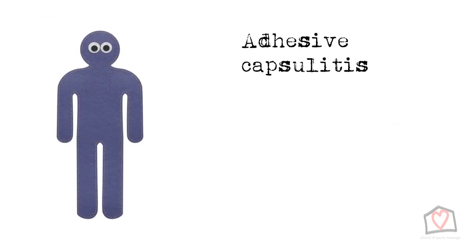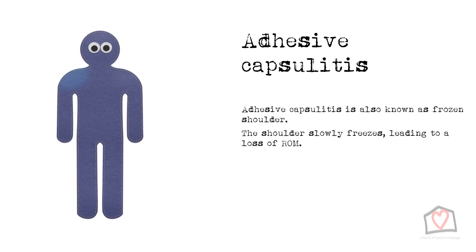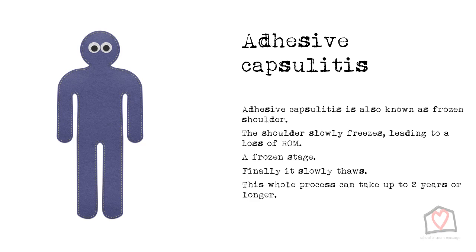Next, we have adhesive capsulitis, commonly and aptly known as frozen shoulder. This condition goes through a process of slowly freezing, so you gradually lose range of movement, a frozen stage where it stays as it is for a while, and then finally slowly thaws. The whole process can take up to 2 years, but has been known to take longer.